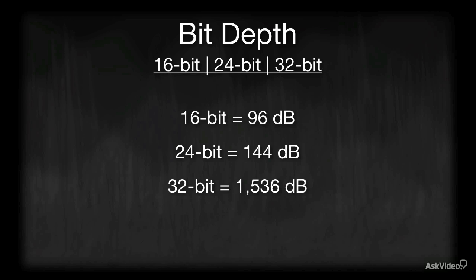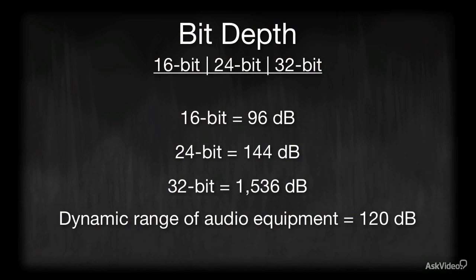1,536 dB dynamic range. But bear in mind that audio equipment and the theoretical limits of what copper can give us really limit audio equipment to a dynamic range of about 120 dB. So you might think that recording your Cubase project at 24-bit would be plenty because you still have more than 20 dB of dynamic range higher in a 24-bit system than audio equipment is capable of reproducing.